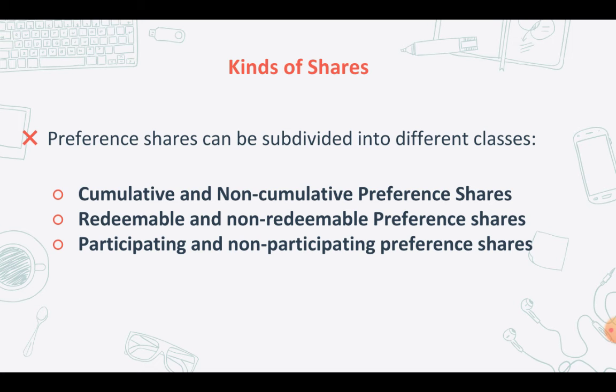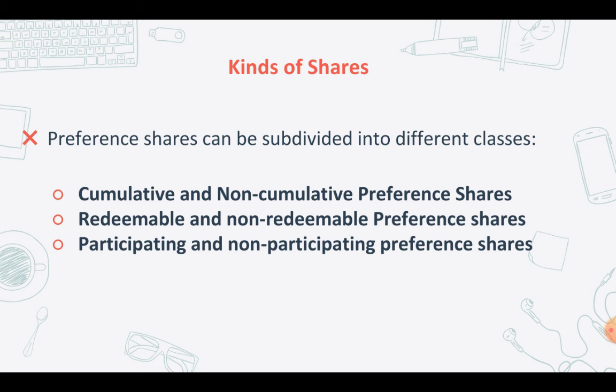And then the third kind of preference shares we have are your participating and non-participating preference shares. Now, when it comes to this particular specific category of the preference shares, it talks about the participation in the decision making of the firm.